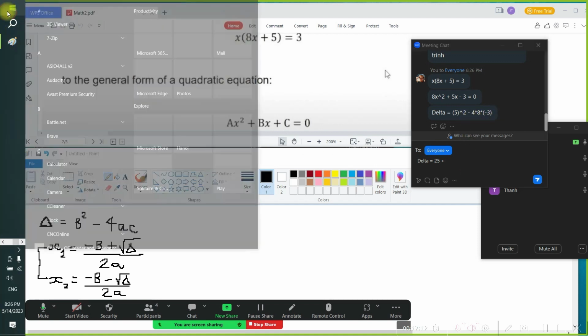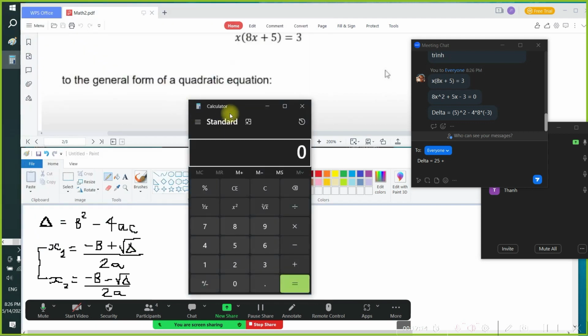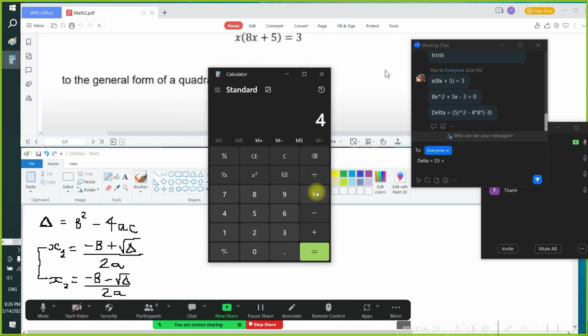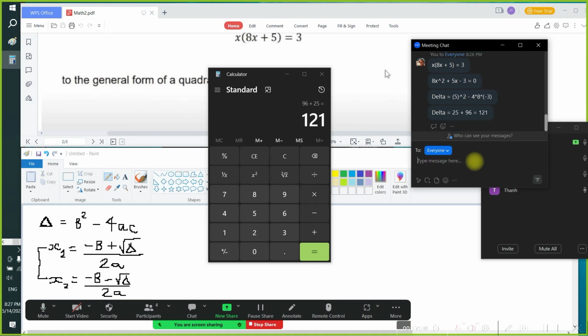So let's just use the calculator here. 4 times 8 times 3 is going to give you 96, and then plus 25, it's going to be 121. So what is the square root of delta? The square root of delta will be 11, because if you take this one, you get 11, right?